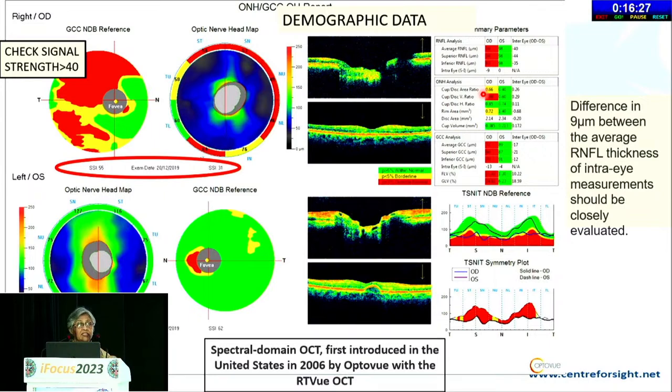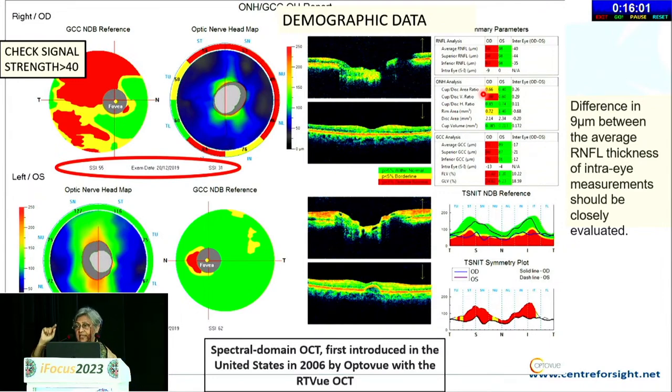Next, look at the graph below. In the graph below, you can see that normative data has been, as per statistical analysis, that means people having a normal RNFL have been ranged and given the color green. So this population is approximately 5 to 95%. And in this case, the left eye is falling within that range.